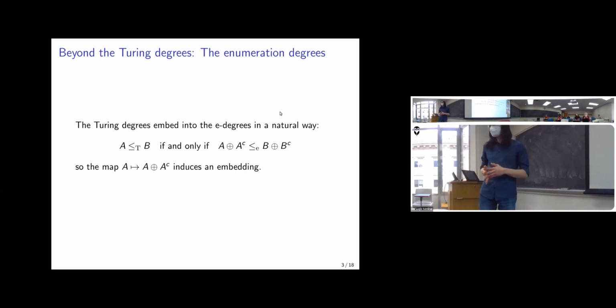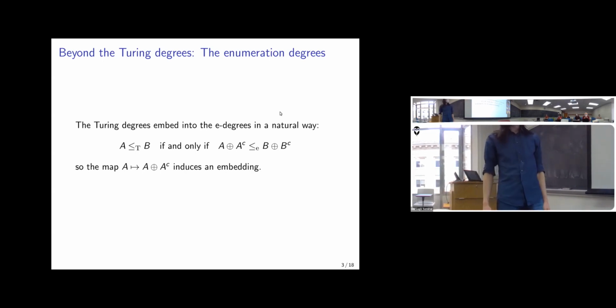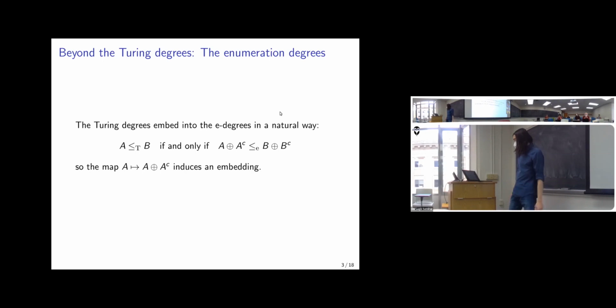There is quite a bit more to say about the E degrees, but for most of this talk, I'll just be focusing on the E degrees as a partial order. So we can skip a lot of the preliminaries here. I would just say that the Turing degrees embed into the E degrees in a natural way. You send each set A to the set A join A complement. You can show that this is a well-defined operation because of this fact, and so we get an embedding. It embeds as a proper subset, so there are E degrees which are not in the range of this embedding. But again, this is not going to be super important for understanding what I'm going to say.